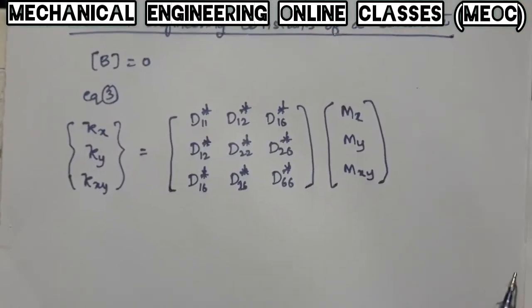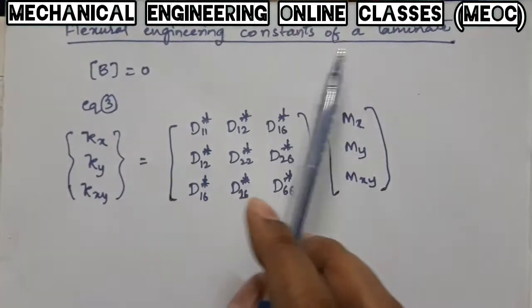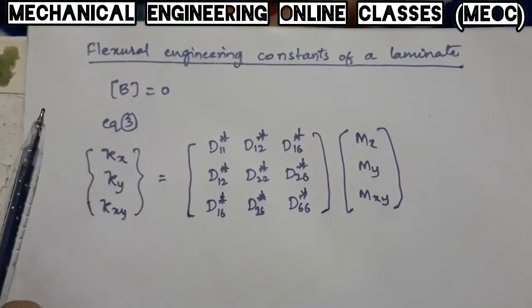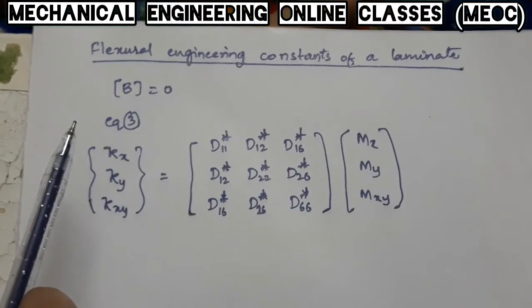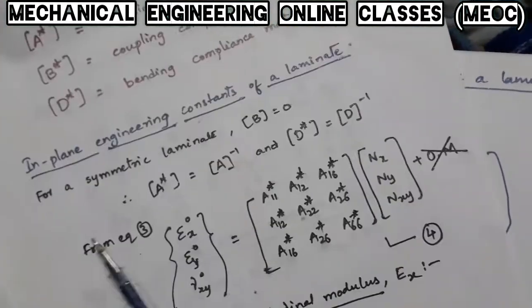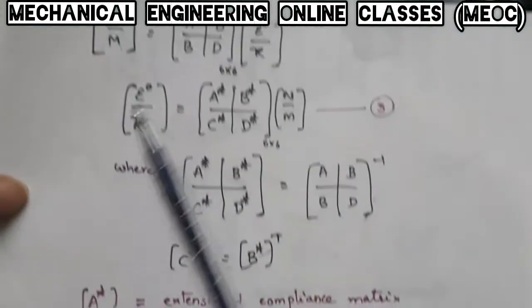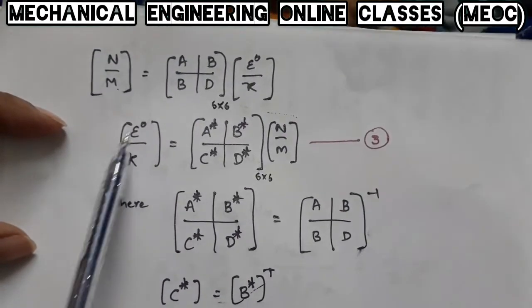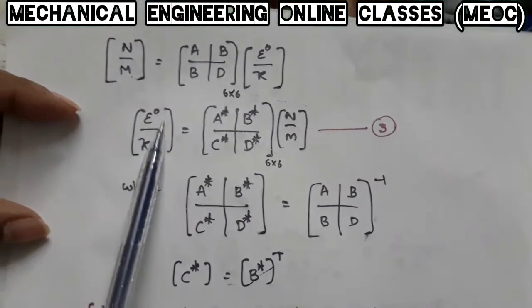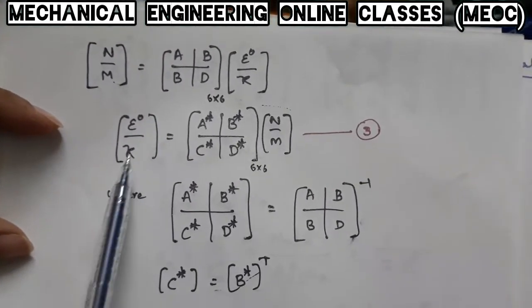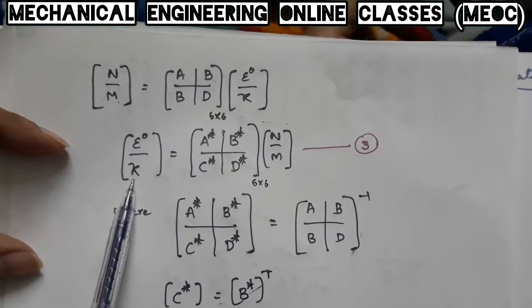Similarly, we will also find out the flexural engineering constants of a laminate. Flexural relates to the term bending. When you consider equation 3 here, while calculating all the in-plane engineering constants, we have considered only the first half of the two equations. That means only the first equation, that is epsilon naught. For the bending or flexural engineering constants, we will use the second equation, that is the curvature equation.